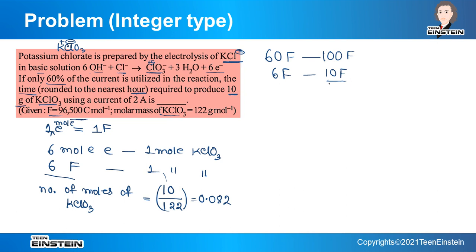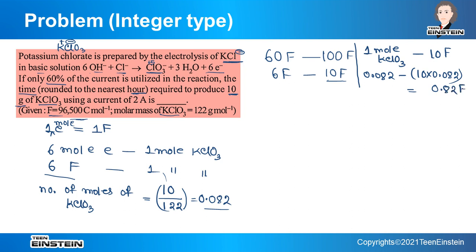Now when we know that it is 10 Faraday, we can convert it to corresponding charge. But before that, we will find out that for 0.082 mole, what will be the required Faraday. So for 1 mole KClO3 required Faraday is 10F. For 0.082, it is 10 into 0.082 Faraday, and this is a simple calculation, 0.82 Faraday. So now we know the amount of charge required.